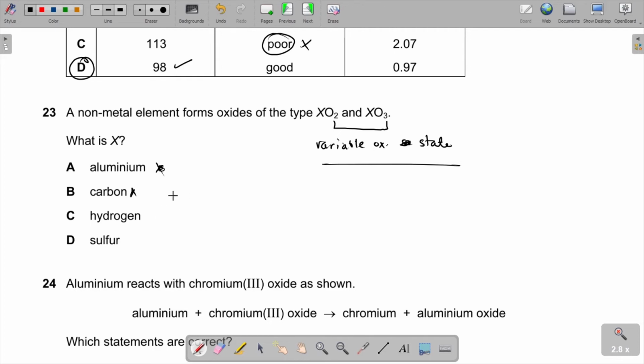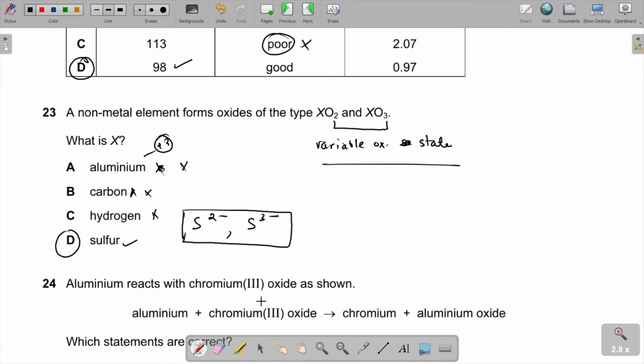Let's see. It cannot be aluminum because aluminum is at a fixed +3. It cannot be carbon. Can it be hydrogen? No, obviously not. Now, can it be sulfur? Yes, it could be sulfur. Why could this be sulfur? Well, sulfur has variable oxidation states, +4 and +6. This is a distinguishing property of sulfur, so the answer is D.